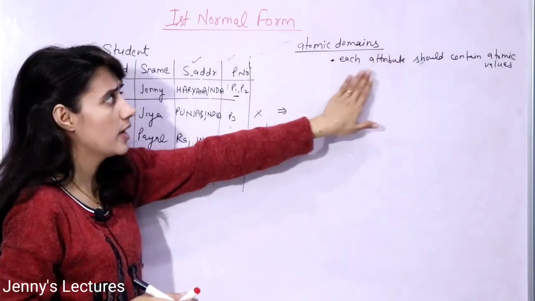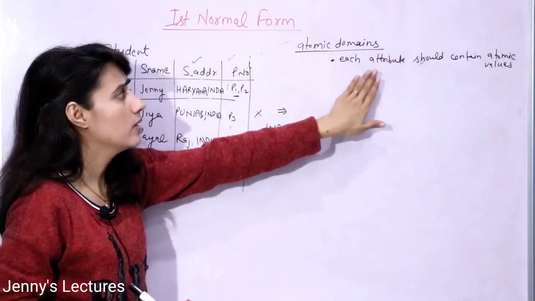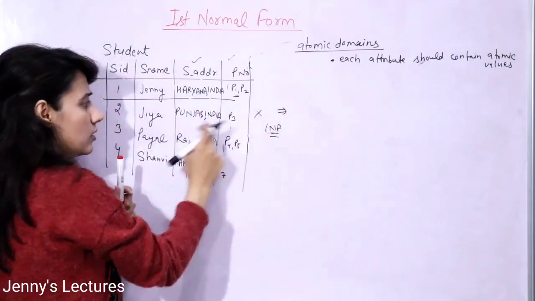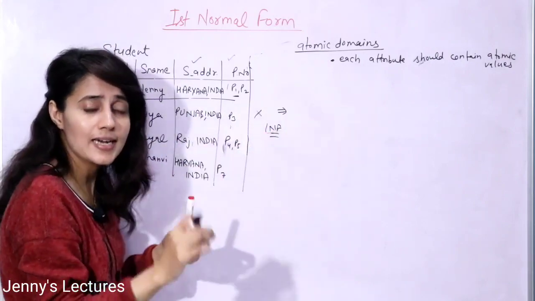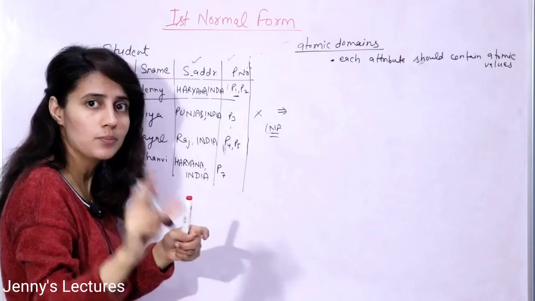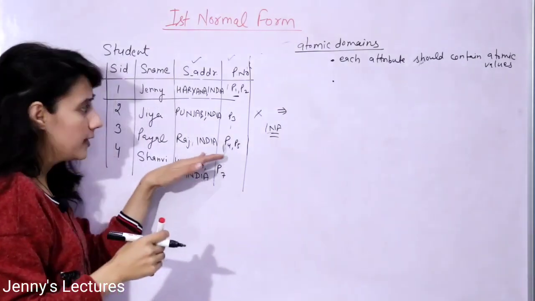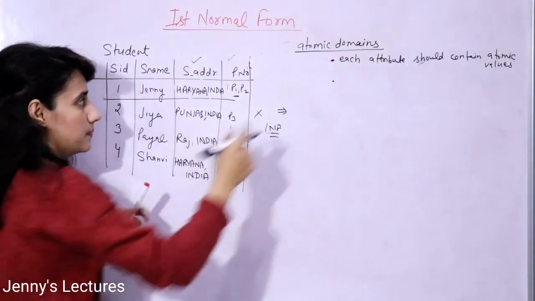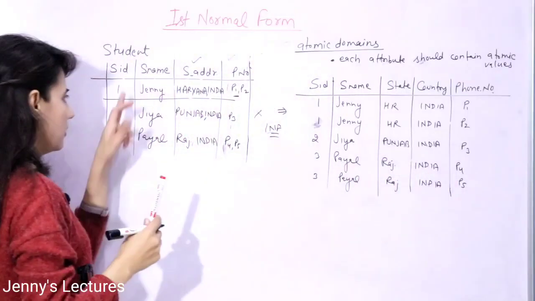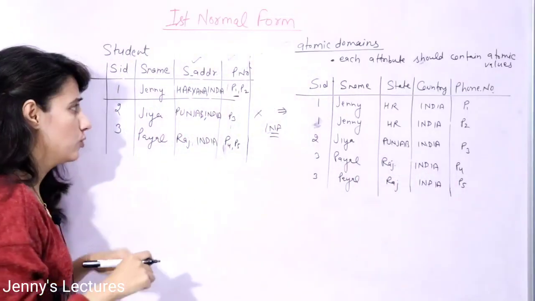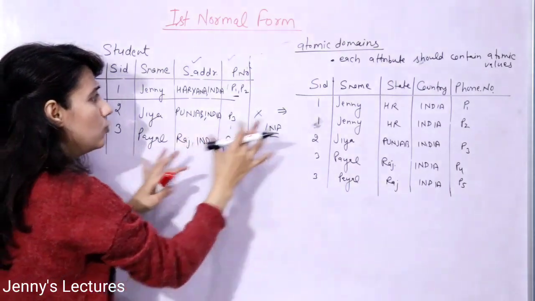And the first rule is each attribute should contain atomic values, or in another word you can write each cell contains exactly one value, in simple terms. Now how to convert it into first normal form? Suppose here I am taking only 3 student information, not 4 student information. So now how to convert it into first normal form?